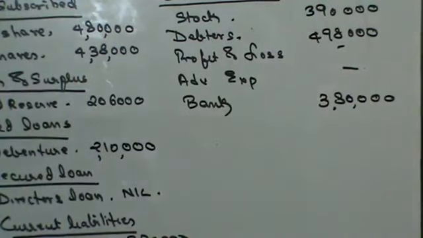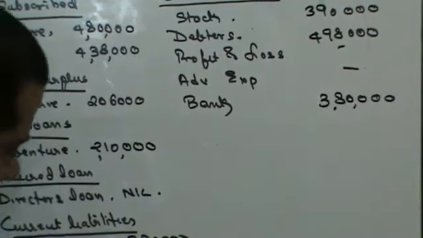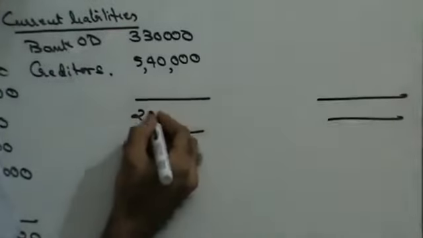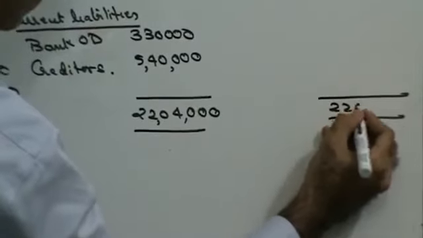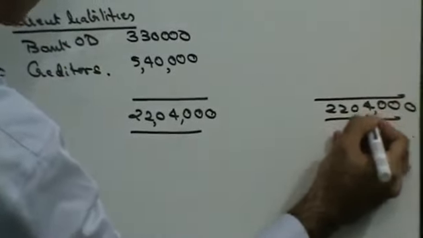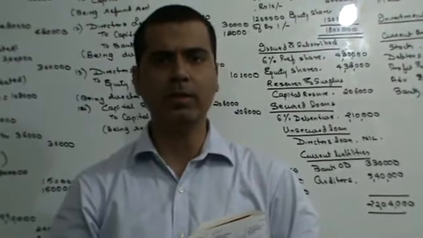Right? How much is the balance sheet, guys? 22,04,000. Right? This finishes the sum. We'll stop this here for the day. Thank you very much.